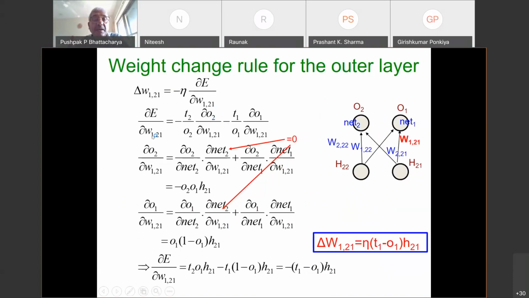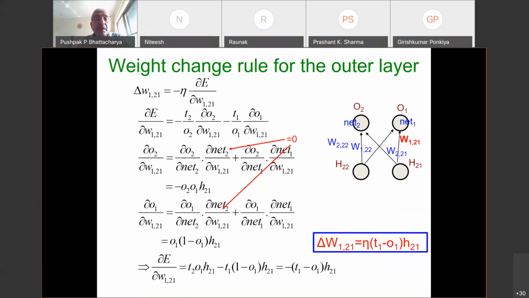Now delta E by delta W, I'll call it W for the sake of brevity, is equal to minus T2 by O2, which is the derivative of log, into delta O2 by delta W, minus T1 by O1 into delta O1 by delta W. This follows from the definition of derivative. Now delta O2 by delta W is delta O2 by delta net 2 into delta net 2 by delta W plus delta O2 by delta net 1 into delta net 1 by delta W.